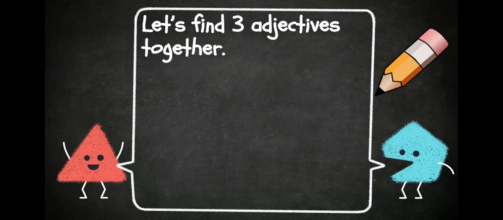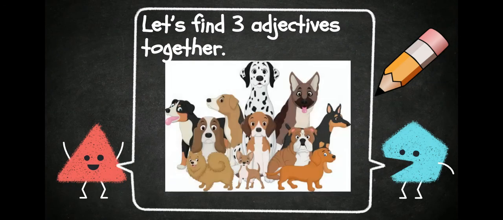Now let's look at another one together. Look at this picture of a pack of dogs. Pause the video and have a small discussion where you can find at least three adjectives yourself. Then share with your classmates and your teacher. When you're ready, unpause the video to complete and continue with the lesson.